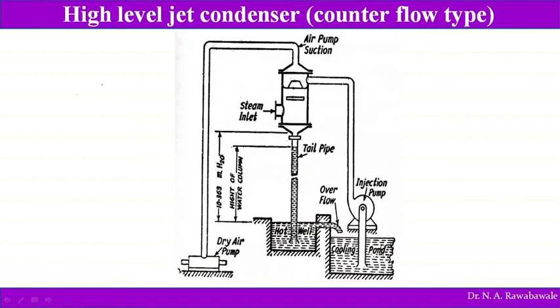Now coming to this high level jet condenser, counter flow type. Again we can see here the steam enters here and moves in the upward direction, and this cooling water comes from top and moves in the downward direction. Therefore this is counter flow. Steam moves in the upward direction, water moves in the downward direction.